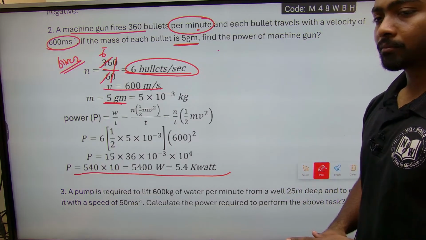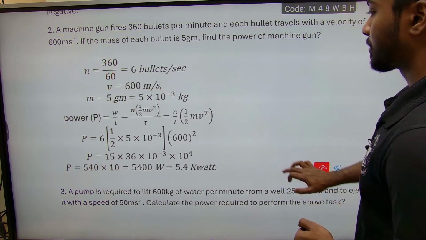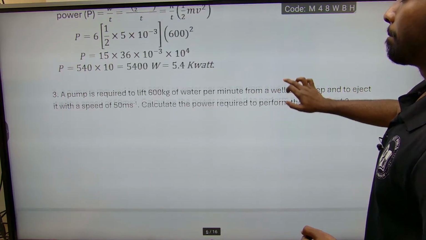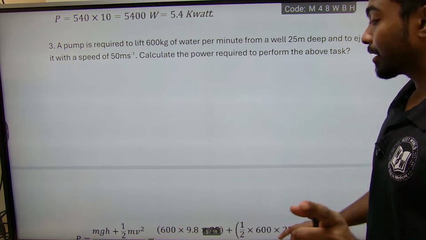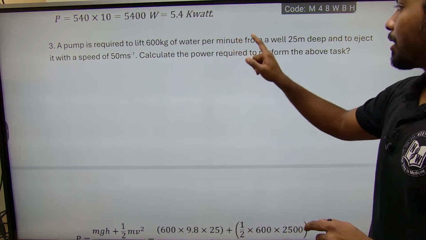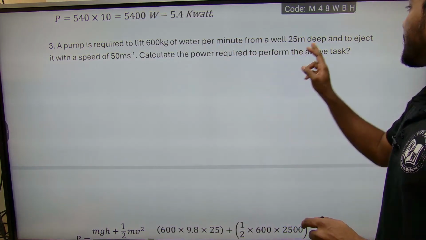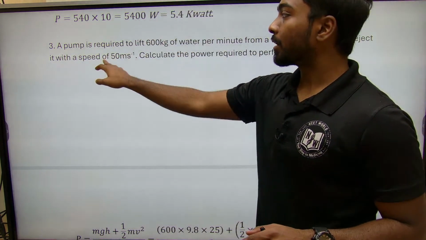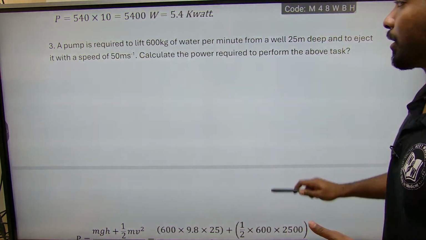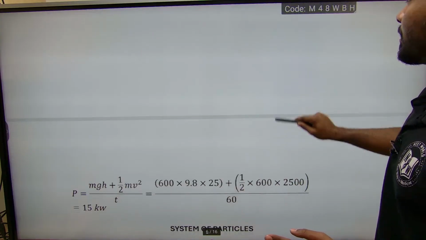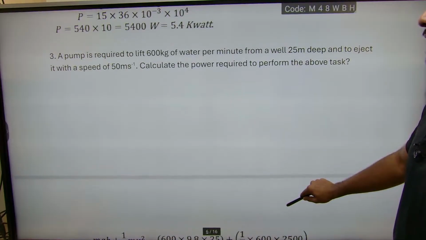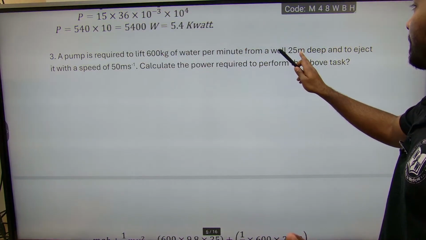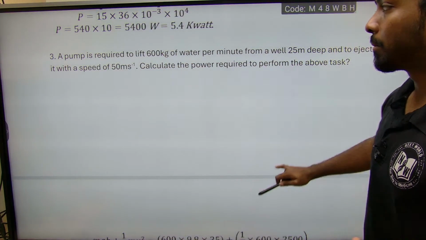Done? Okay. So the next question. A pump is required to lift 600 kg of water per minute from a well of 25 meter deep and ejects with a speed of 50 meter per second. Got it? Calculate the power required to perform the above task. So they are asking the required power: 600 kg, 25 meter, with a speed 50 meter per second.